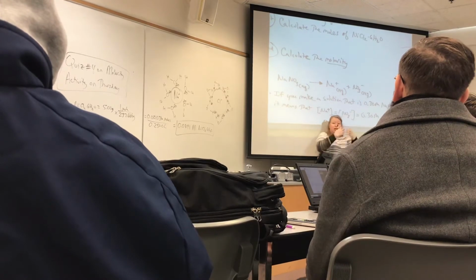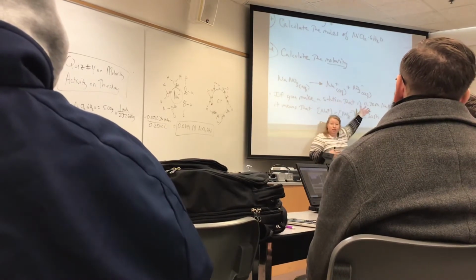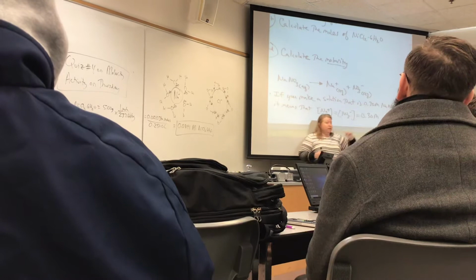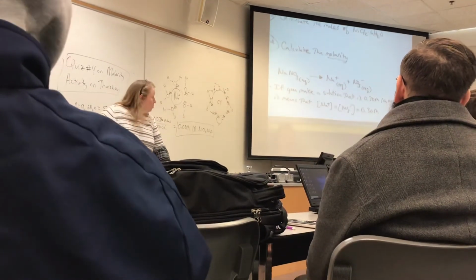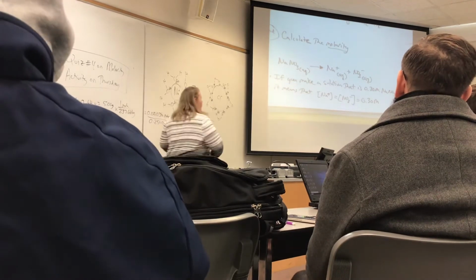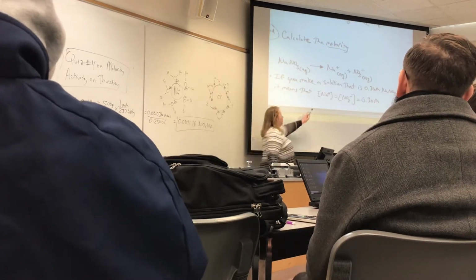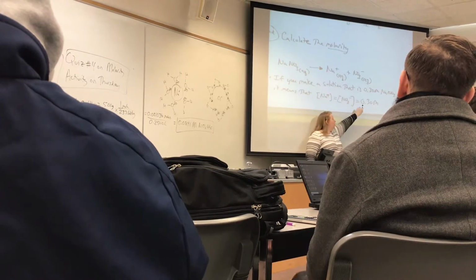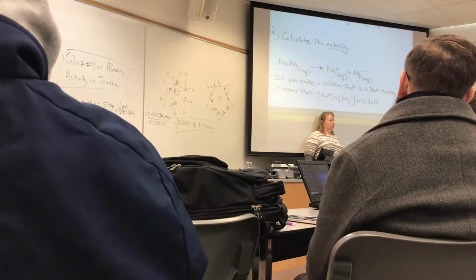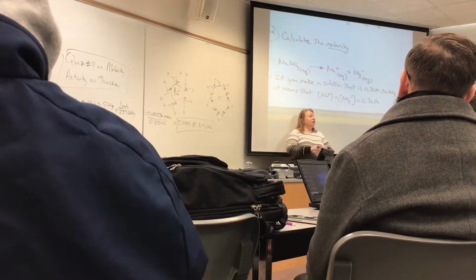They do not come apart into, like in this case, nitrogen and oxygens. So NO3 -1 stays together as a polyatomic ion with a net -1 charge. So if you make a solution that is 0.3 molar sodium nitrate, it means that the sodium cation concentration and the nitrate anion concentration are both 0.3 molar. How do I know that? Because the equation is balanced.